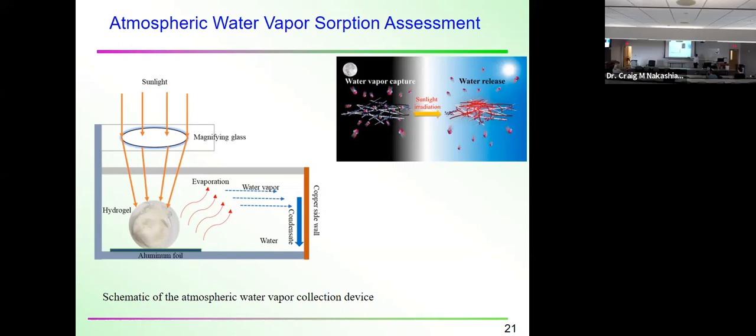When you cover it, we use some magnifying glass to produce enough heat to evaporate the absorbed water. This hydrogel will absorb atmospheric moisture, and then you have to get that water out of the hydrogel, right? Sunlight, you don't need to apply extra energy. Sunlight will heat this hydrogel and produce water vapor. After condensation, you get fresh water from here. The idea is this: at night time, you absorb atmospheric moisture. Daytime, sunlight will heat this and evaporate that water, and you collect that water.